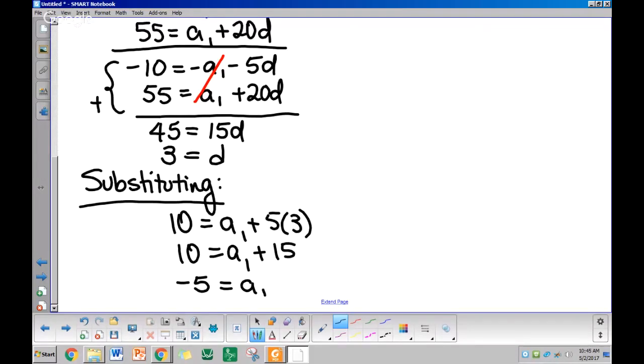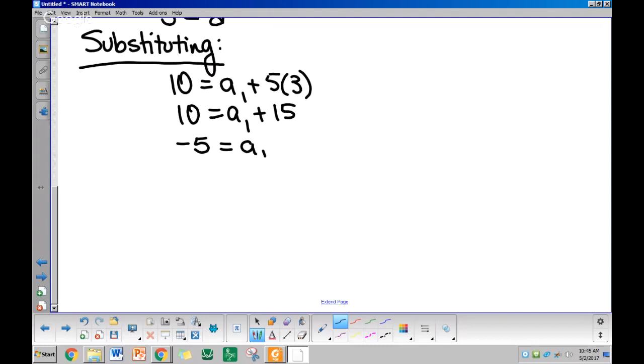I mean, I did teach algebra 1 for 5 years. And so my equation is going to be a sub n equals -5 plus n minus 1 times 3.